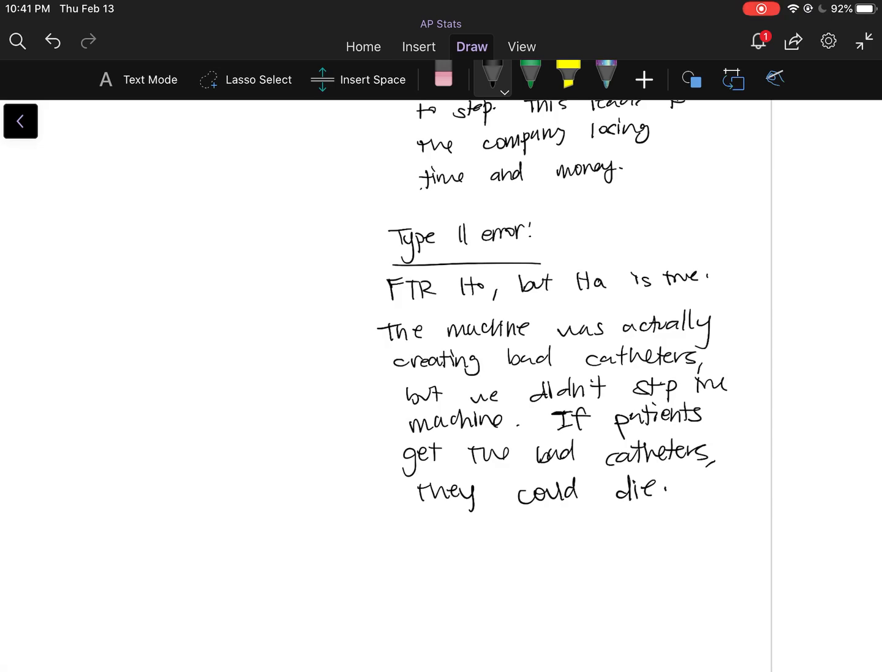So in this case, the type 2 error is more severe than the type 1 error, right? One error causes a person's life to be at risk, while another just makes a company lose money. Okay.